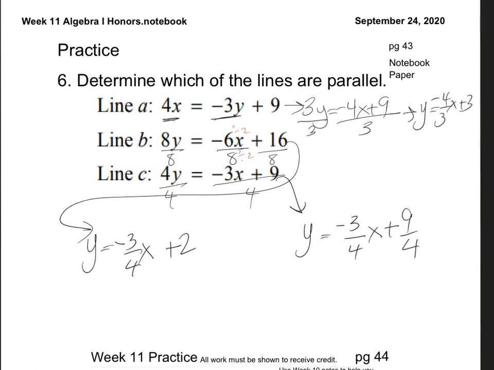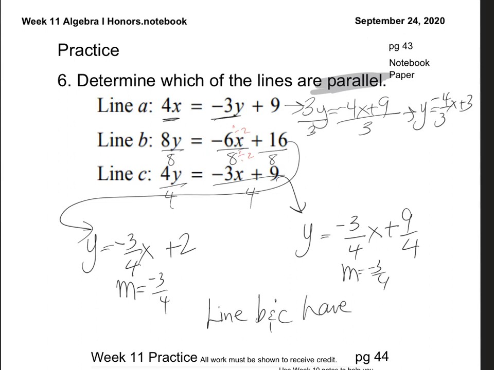Now, which lines are parallel? Parallel means they have to have the same slope, and the slope for the second one is negative 3/4. The slope for the last one is negative 3/4. So then I would say line B and C have the same slope.